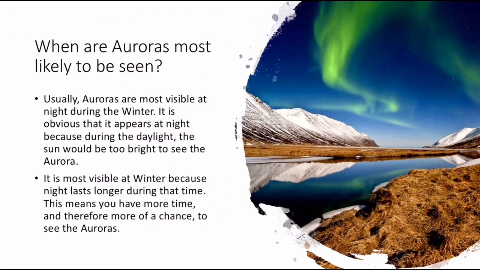Usually, auroras are most visible at night during the winter. It is obvious that it appears at night more clearly because during the daylight the sun would be too bright to see the aurora. And by the way, the sunlight is not the same as the aurora. That's obvious. Okay, let's move on. It is most visible in winter because night lasts longer during that time. This means you'll have more time and therefore more chance to see the auroras.